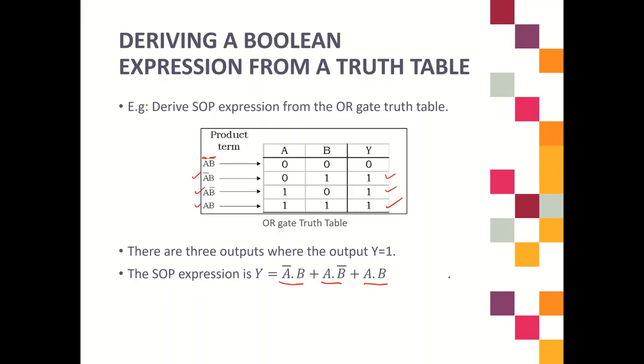Okay? So output tu berbeza. Okay? Selepas tu barulah you combine. Okay? After that baru you sum. Okay? Sum the product term. Okay, when the output logic is equal to 1. Okay, so this is the first type of the expression, which is the SOP expressions.